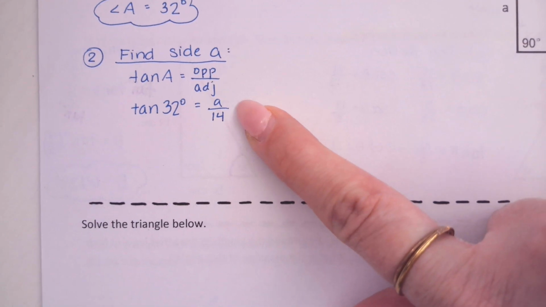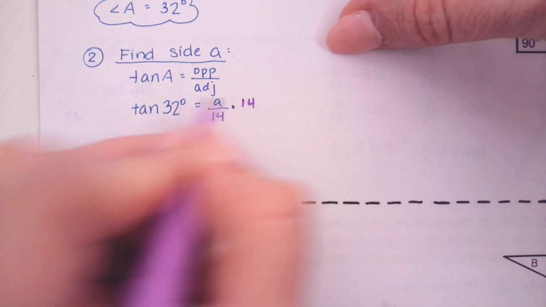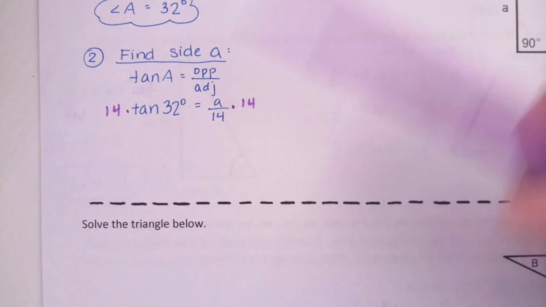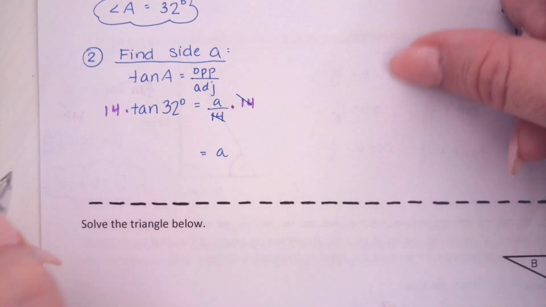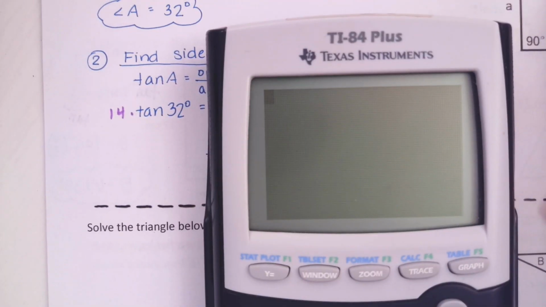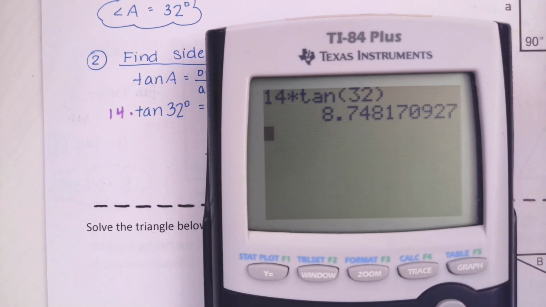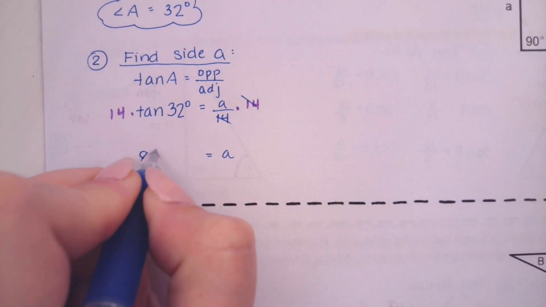If I were trying to solve this little equation for the top of this fraction, what would I need to do to cancel the bottom? Multiply by 14. And that gives me a equals 14 times the tangent of 32. Notice this one is not inverse tangent of 32 degrees. This one's just a regular old tangent. 14 times the regular tangent of 32 degrees is 8.75. Very good. So side A is 8.75.